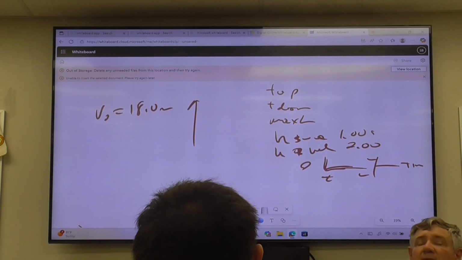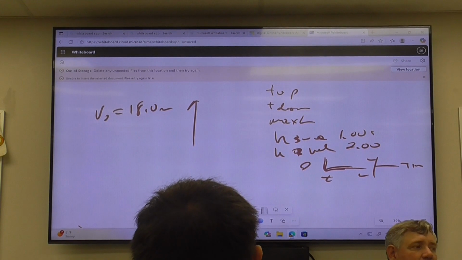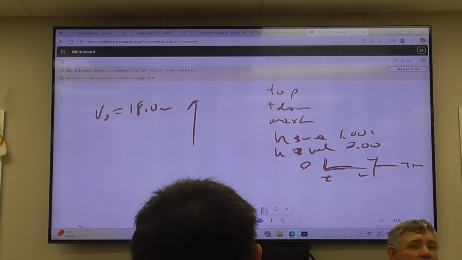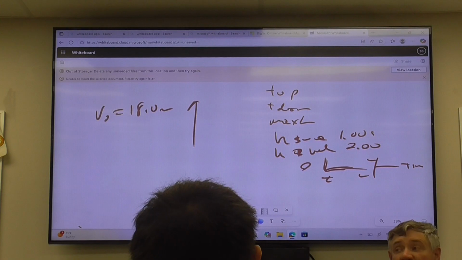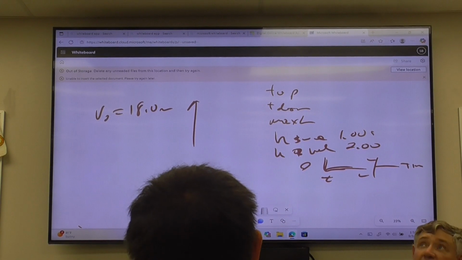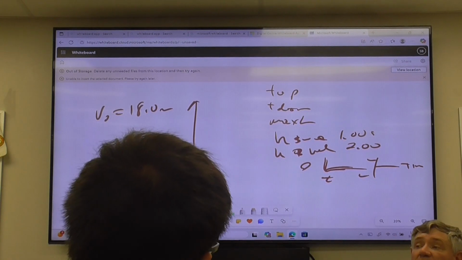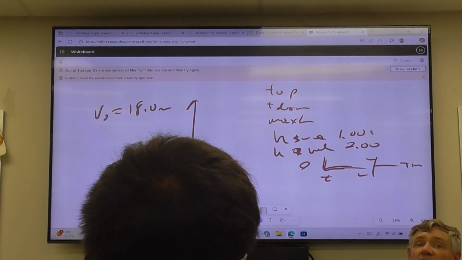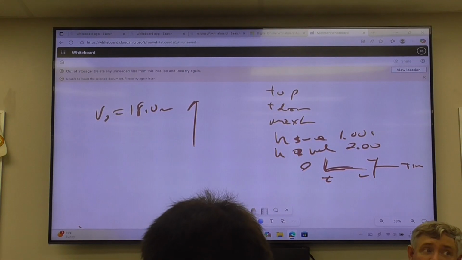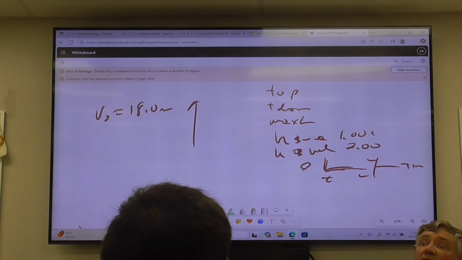Is my time up going to be bigger or smaller than 1 second? Bigger. Why? Because my initial velocity is bigger than 9.8, because if I start at 9.8 meters per second and throw it up in the air, how long is it going to take to go to 0? 1 second. Exactly 1 second. So since my velocity is more than 9.8, my time up has to be more than 1 second.